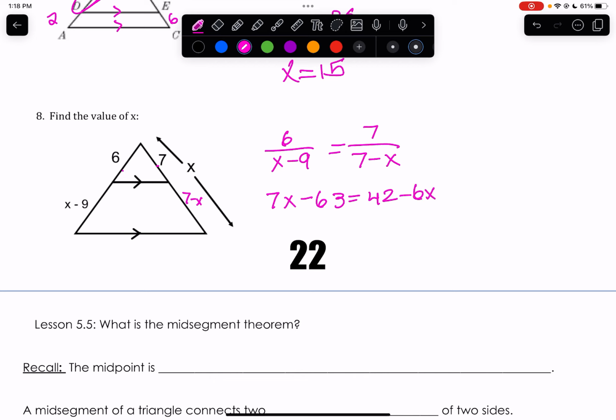Move the 6x over, and you will get 13x. Move the negative 63 over by adding, and we get 105. This is going to be an ugly number, isn't it? Yep. x will be 8.1 when you round to the nearest tenth.